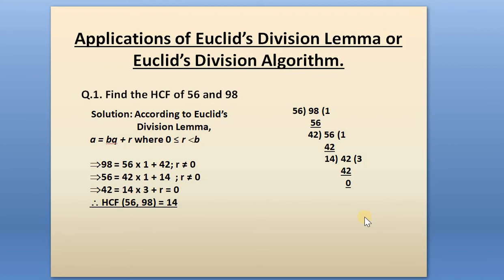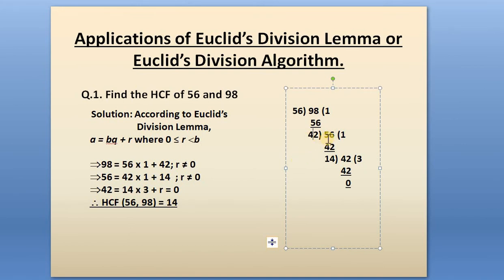Euclid's division algorithm, or division lemma, is mainly used to find the HCF of numbers, which you already studied in class 6. Example, let's find the HCF of 56 and 98. All of you know how to find it, still let me repeat it. 98, when you divide by 56, the quotient is 1 and the remainder is 42.